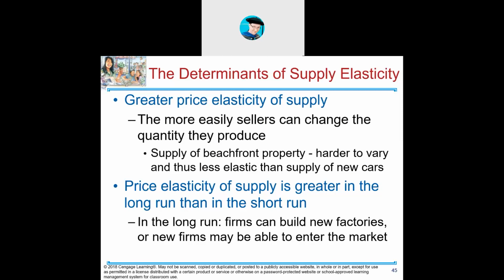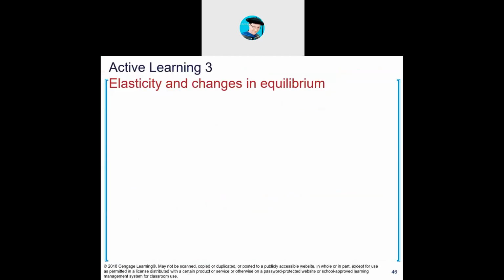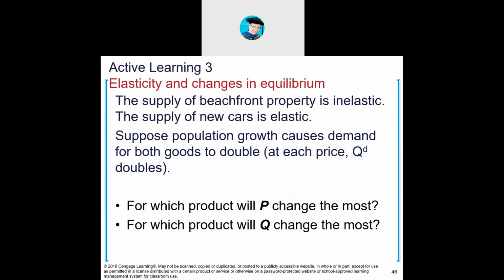In the long run, firms can always build new factories and enter new markets. On the short side of things, the change is you could shift how much you're producing. Here's an example: beachfront property. Oh, that sounds nice. It's inelastic. Obviously, you don't need to live on the beach, although we want to.